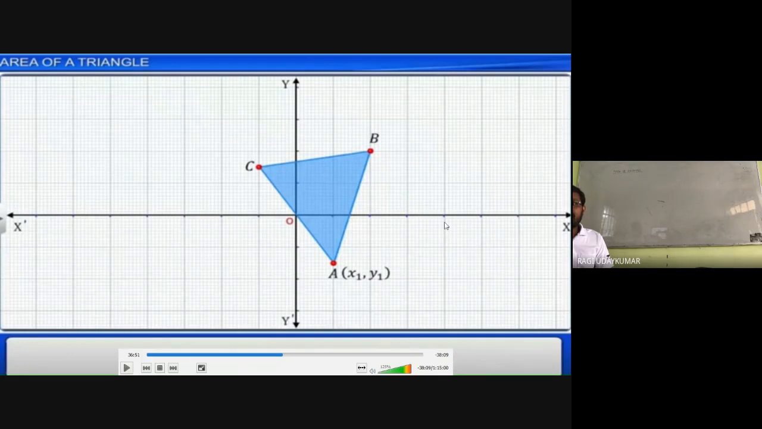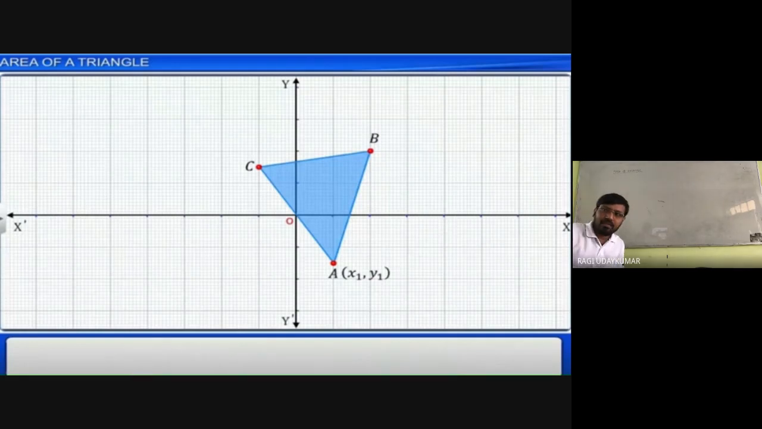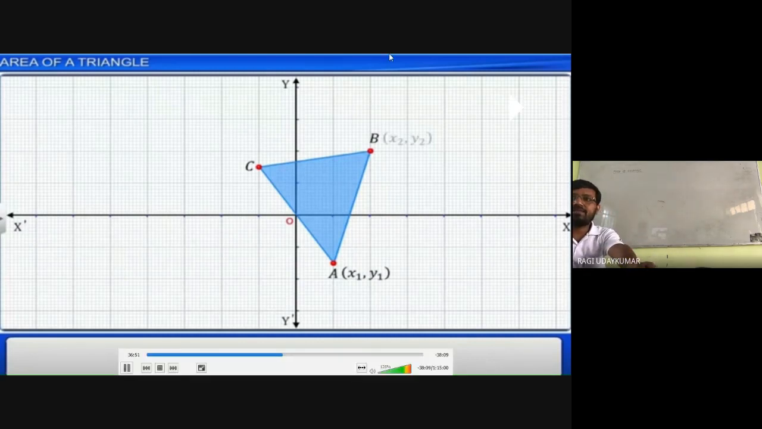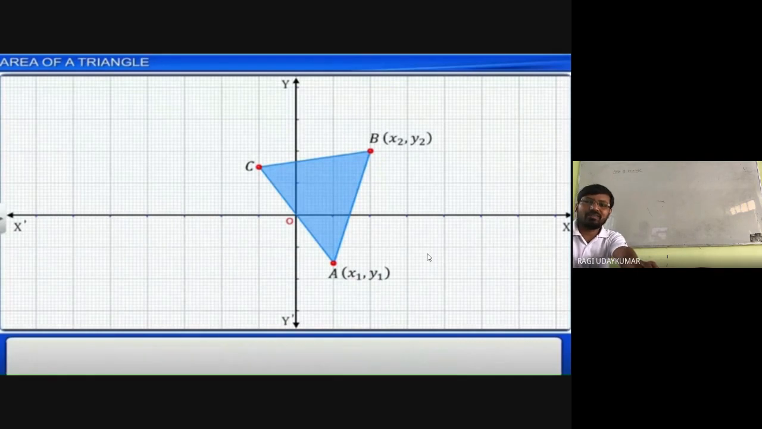So area of the triangle. Actually, the formula we only learned in the 10th class. The triangle area can be found by using half into base into height when the base and height are given. When the three coordinates are given to you, x1 y1, x2 y2, x3 y3, how do we find the area of the triangle? We have also learned that, so let us revise it once again here.